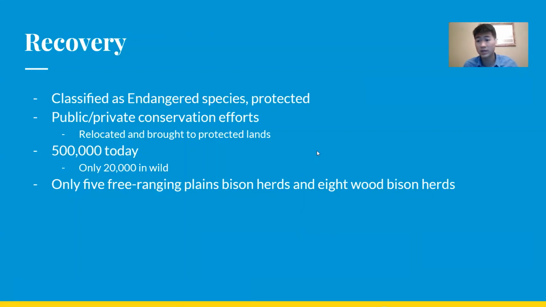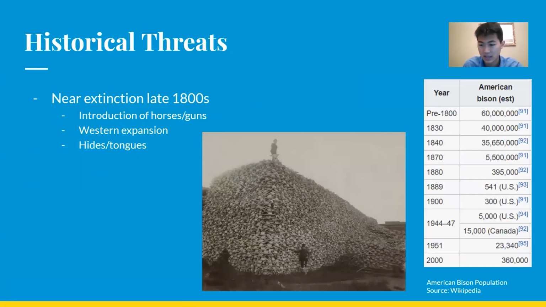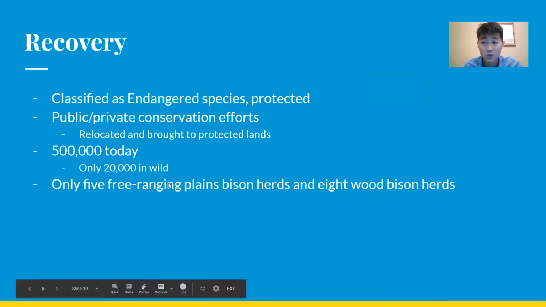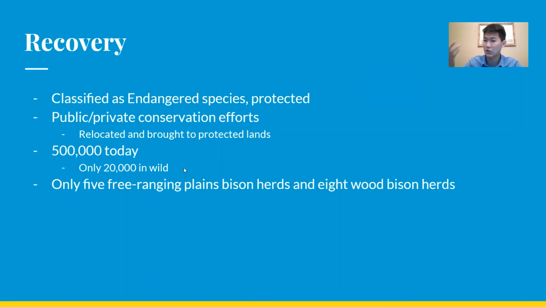And yeah, so bringing them to these protected lands really helped the bison population recover. And today, there are about 500,000 American bison in existence. But that number can be misleading. Like in this chart over here, it says 360,000. But many of those bison are actually in domestic herds, like cattle herds, right? Many of them are in domestic herds or in zoos or things like that.